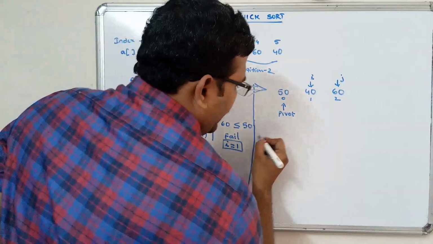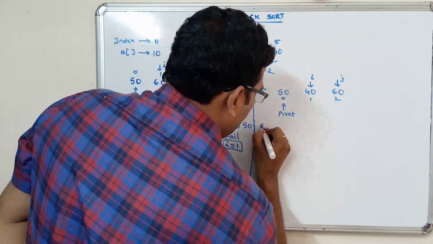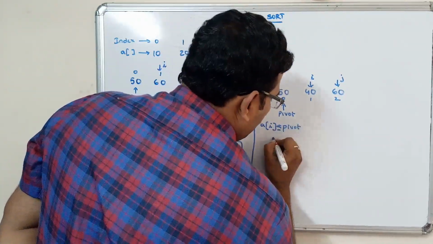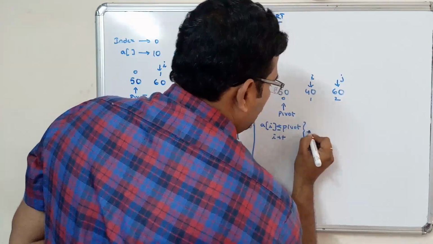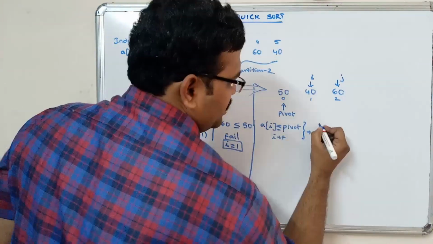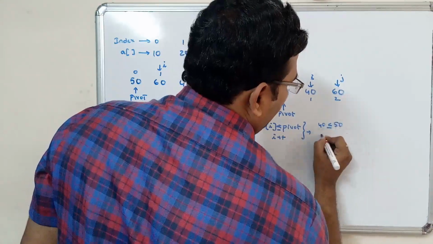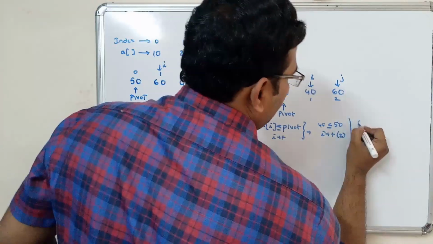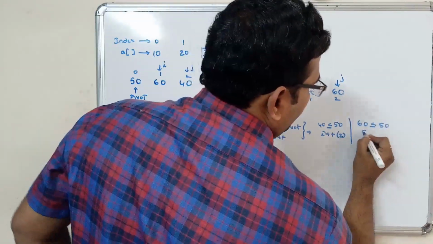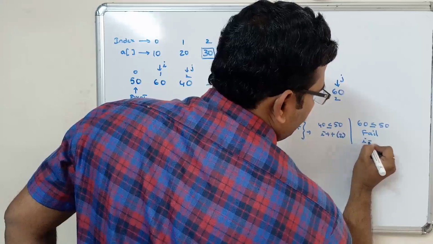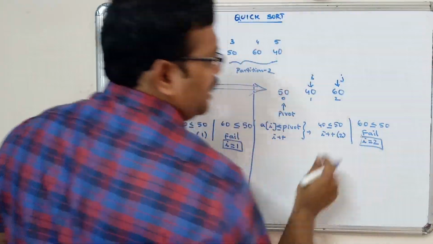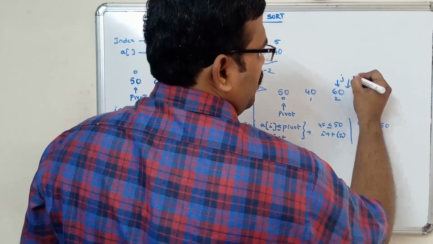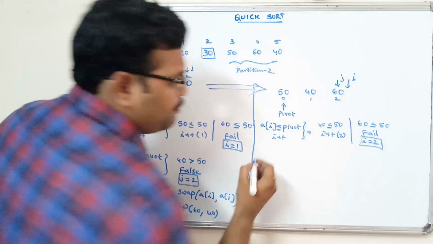Okay. Now again repeat the same process. So a of I is less than or equal to pivot, so I plus plus. A of I, that means 40 less than or equal to 50, I plus plus, which becomes 2. Similarly 60 less than or equal to 50 fails at I is equal to 2. Now I and j are positioned at the same point.